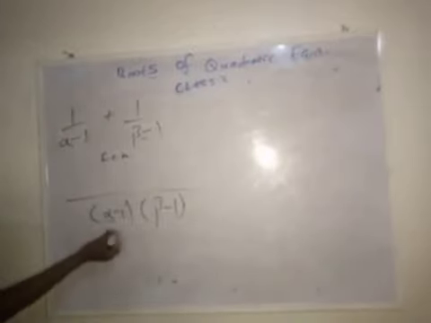So, if this denominator divides both of these, this will cancel out this part, right?